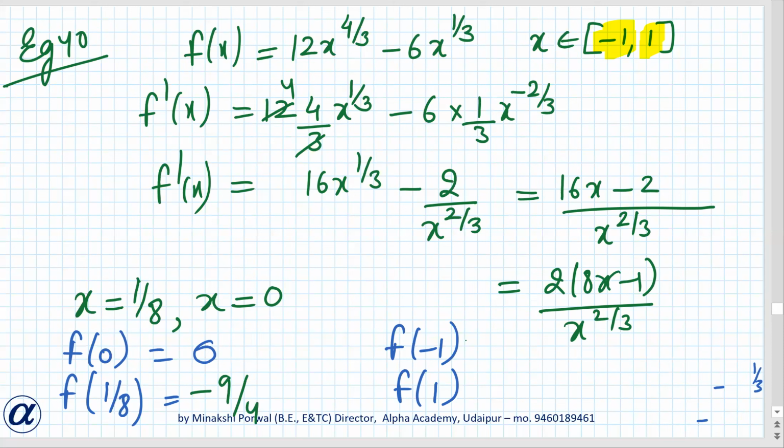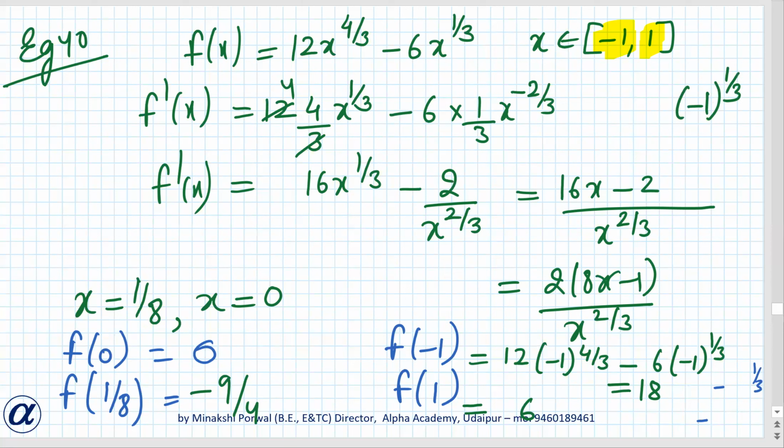f of minus 1 will be equal to 12 into minus 1 to the power 4 by 3 minus 6 into minus 1 to the power 1 by 3. Okay. So cube root of minus 1 is minus 1 only. So this will be 12 minus of minus 6, that is equal to 18. And f of 1 is equal to 12 minus 6, that is equal to 6. Minus 1 to the power 1 by 3 is basically the cube root of minus 1, that is minus 1 only.